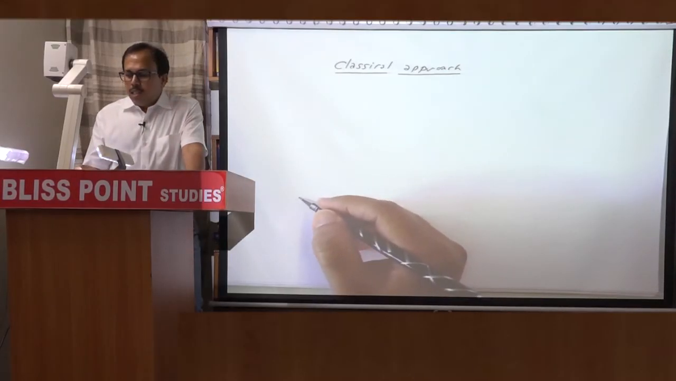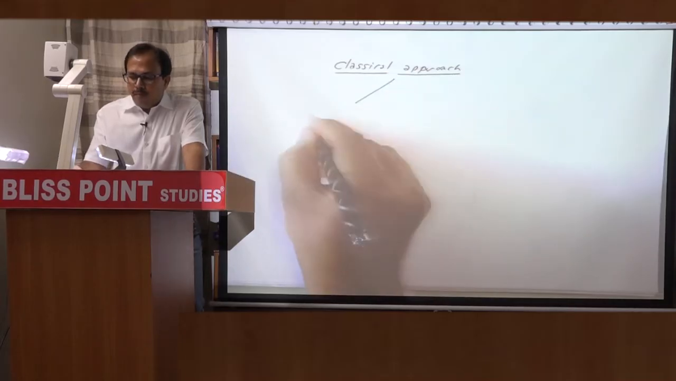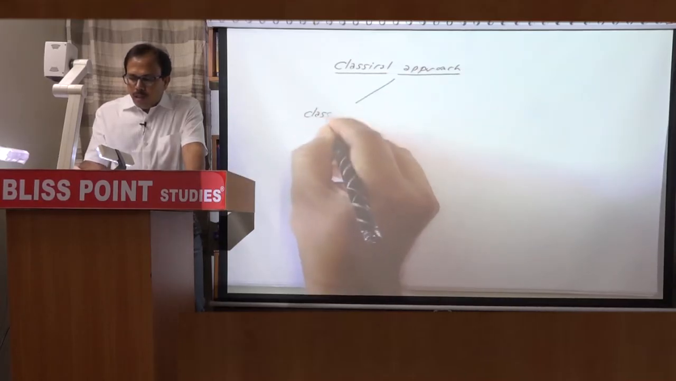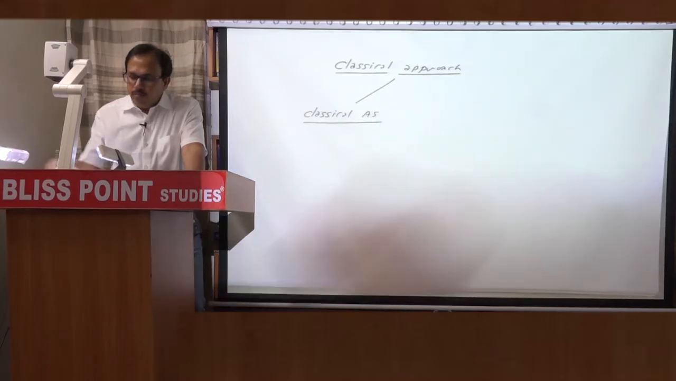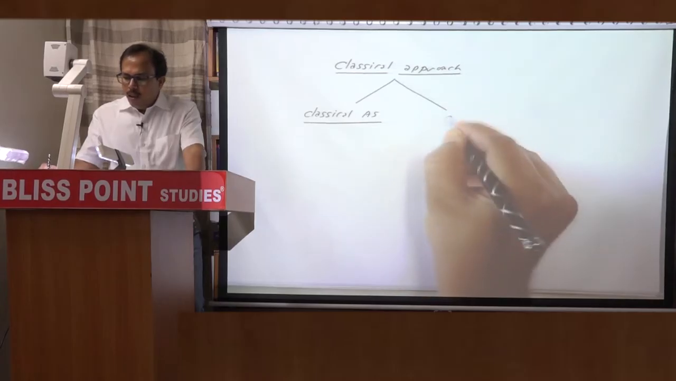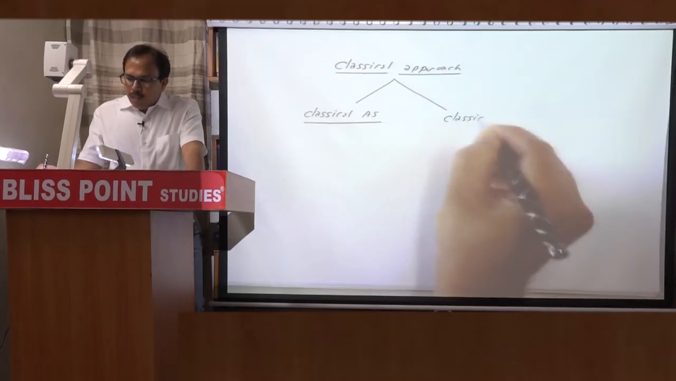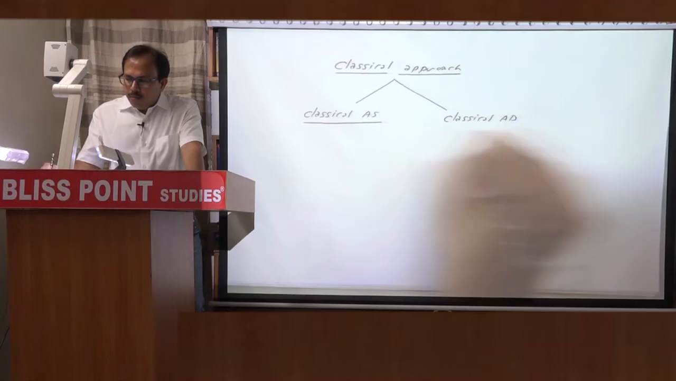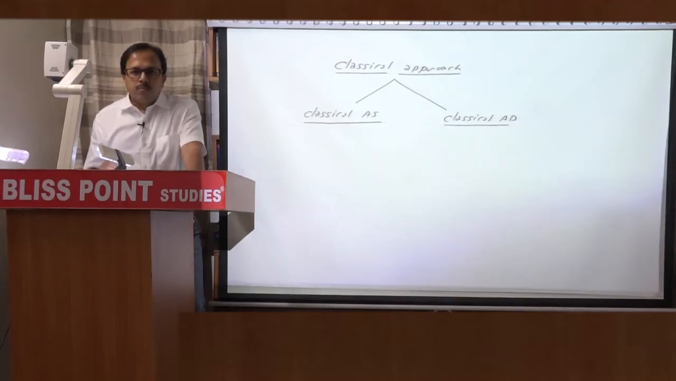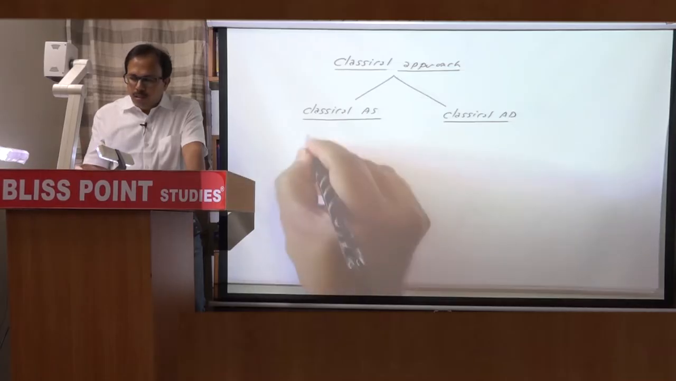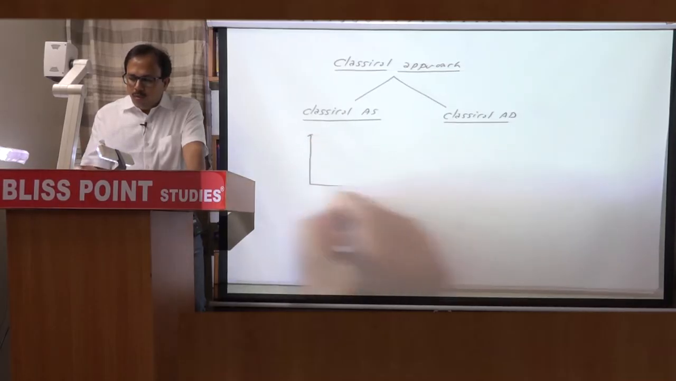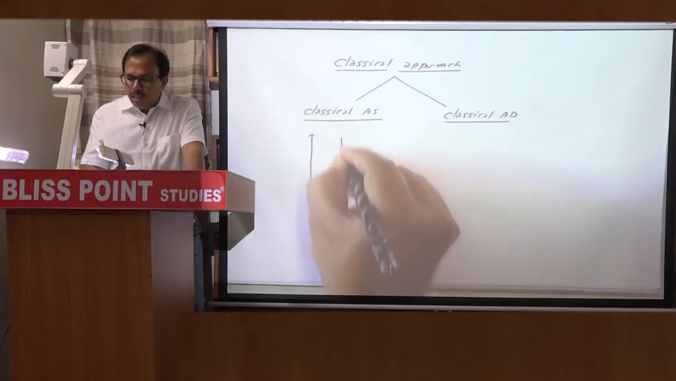So in this classical approach, we have to derive first the classical aggregate supply, then we will be explaining the classical aggregate demand. By using that classical aggregate supply and classical aggregate demand, we can explain the determination of output and price. So we will be deriving this classical aggregate supply.